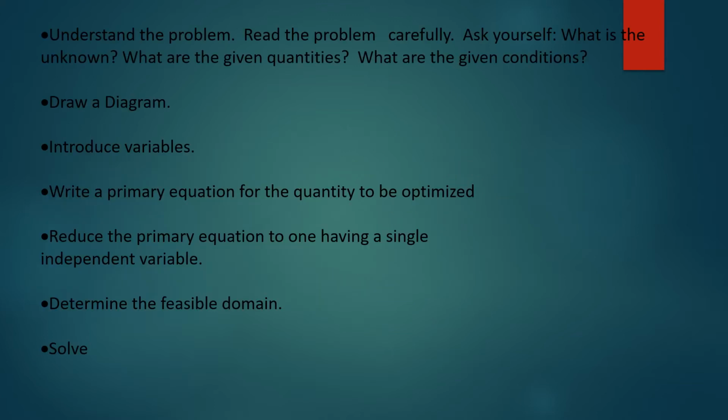Okay, here's some steps. It's just like related rates. The steps seem like there's a lot, but it really isn't. We want to understand the problem, read the problem carefully, ask yourself what are your knowns, what are the given quantities, what are the given conditions. It's always helpful to draw a diagram. You want to introduce variables that make sense, just like we did with related rates. In this one, we're going to create what we call a primary equation, and sometimes we're going to need a secondary equation. Then, using the secondary equation, we're going to reduce the primary equation to have one single independent variable. We're going to determine the feasible domain, and then we're going to solve. Somewhere in there, we're going to use derivatives because, after all, this is an application of derivatives.